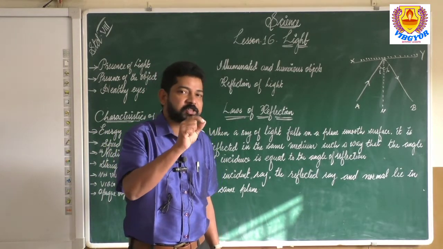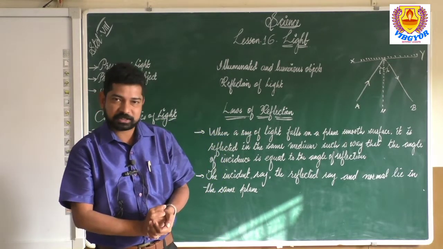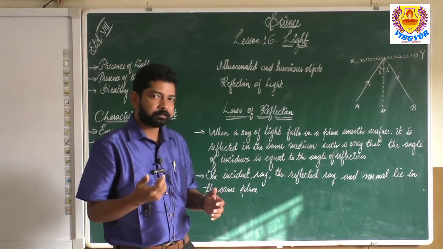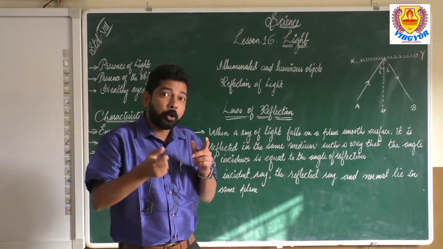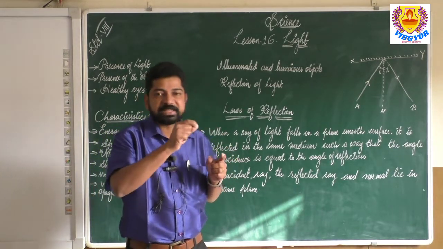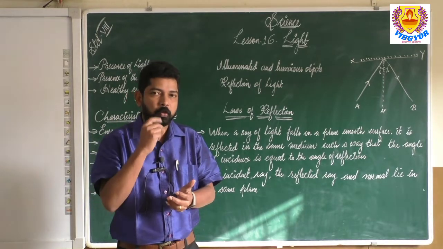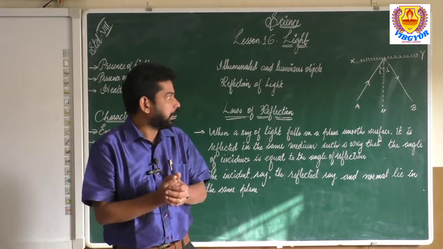What is the essence of the first law? Angle of incidence is equal to angle of reflection. That will always be the same. Next one: the incident ray, the reflected ray and the normal at the point of incidence all lie in the same plane. These are the two laws. So let us understand these laws more clearly.